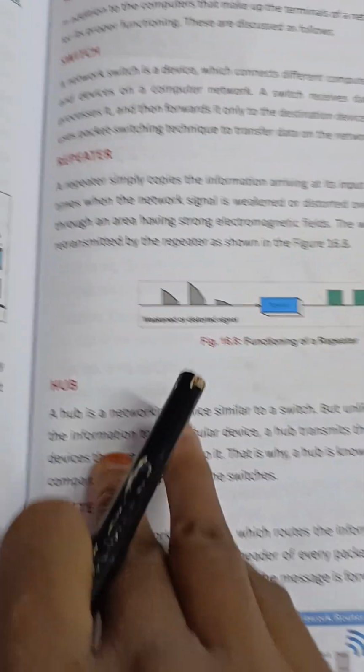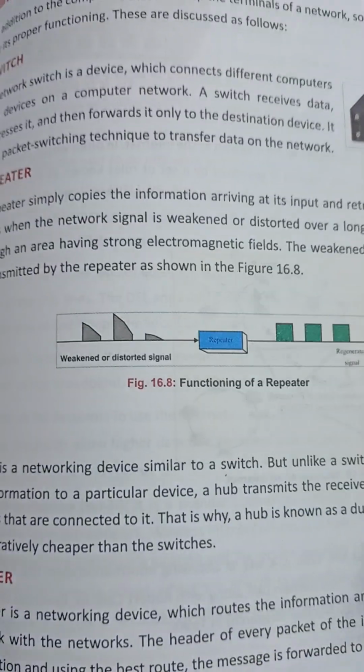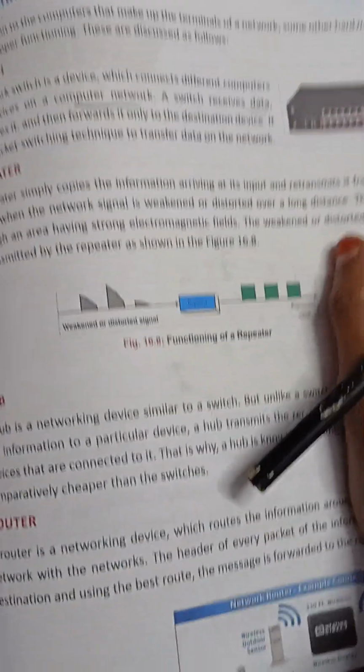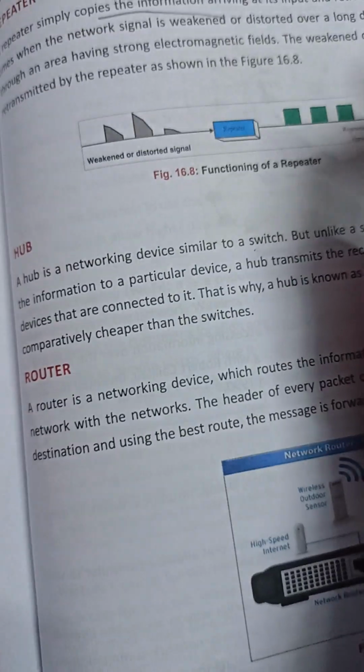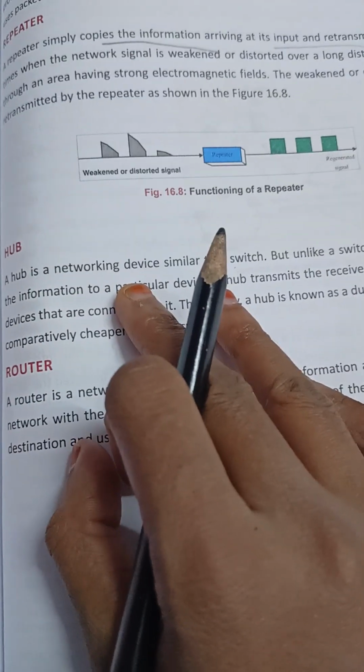So now let's move to the network components. Here, see a switch. A switch is a device which is used for turning on and off and which connects different components in a computer network. It receives the data and processes the data. Now repeater. A repeater simply copies the information, like input, and transmits it to the output. It takes the input and allows the output to go out.